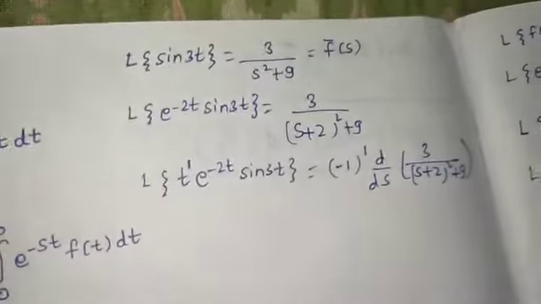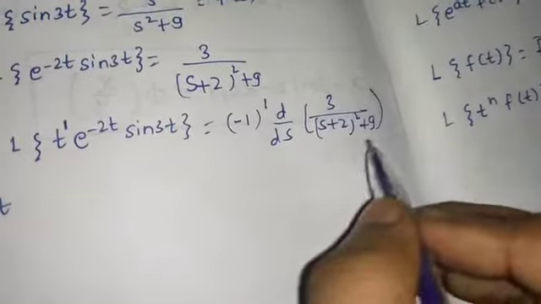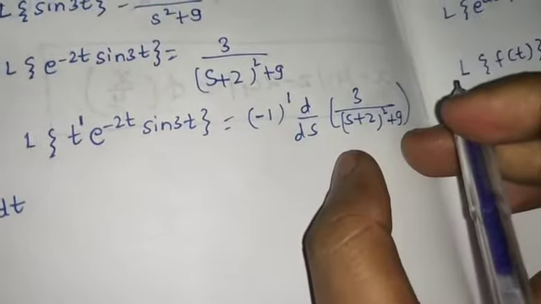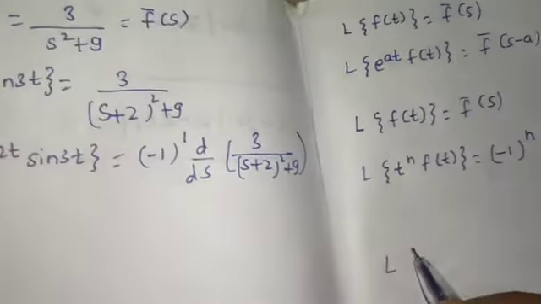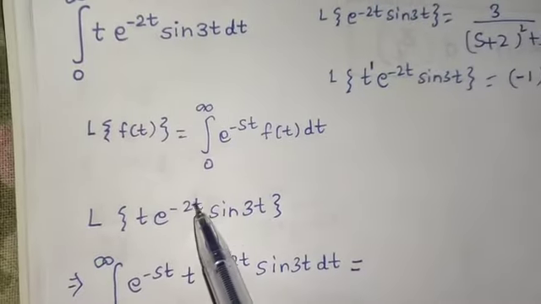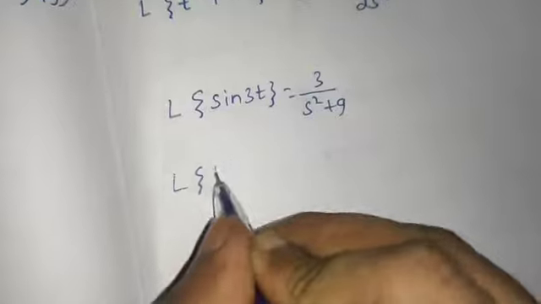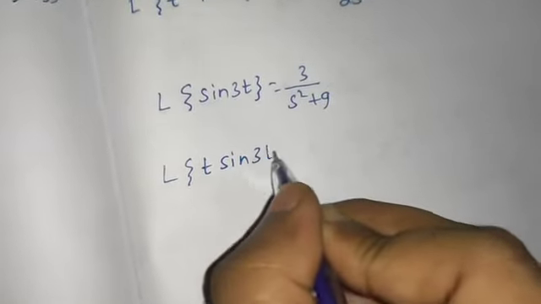Now if this way looks complicated, a bit difficult, then you can do one thing again. You have already solved Laplace of sin 3t as 3 divided by s^2 plus 9. Now instead of using first shift first, first find the multiplication by t. So Laplace of t sin 3t.